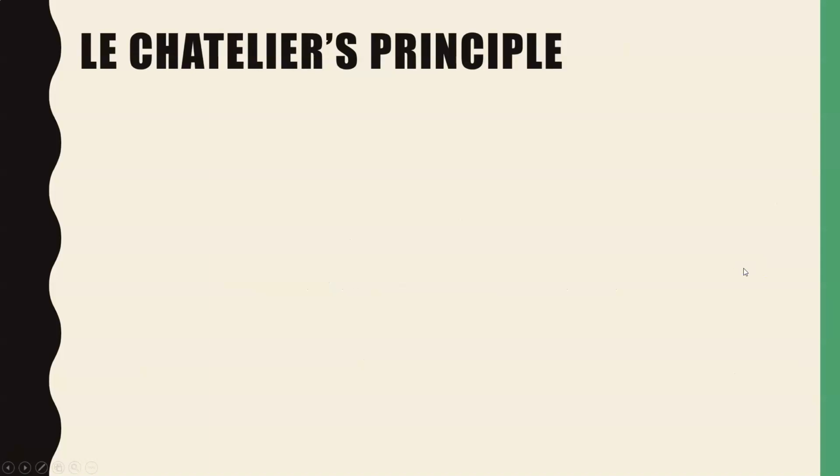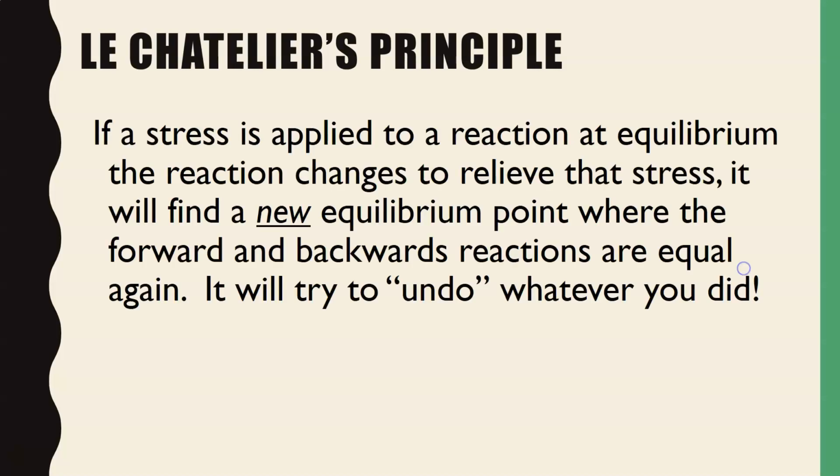We call this concept of a reaction getting messed up and trying to fix itself and find a new equilibrium Le Chatelier's principle. So we say if a stress is applied to a reaction at equilibrium, the reaction changes to relieve that stress. It will find a new equilibrium point where the forward and backward reactions are equal again. It's going to try to undo whatever change you had made.